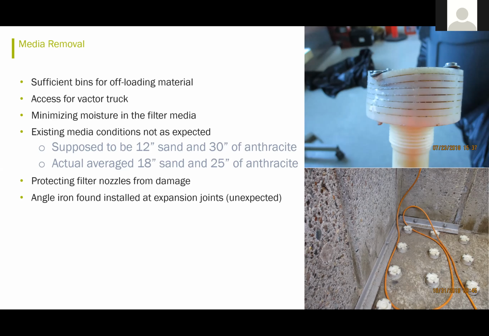The contractor was responsible for protecting filter nozzles that were installed from damage. But then they also found out that their supposed as-built drawings were incorrect. There were a number of things they found in the filters that weren't as anticipated, including angle irons that had been installed around the expansion joints.